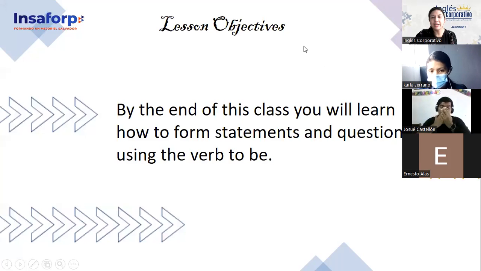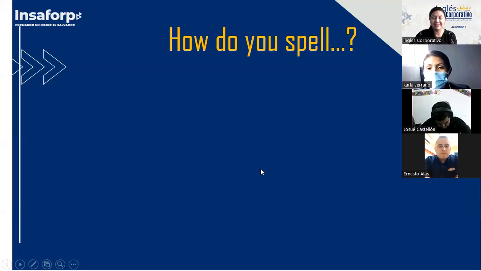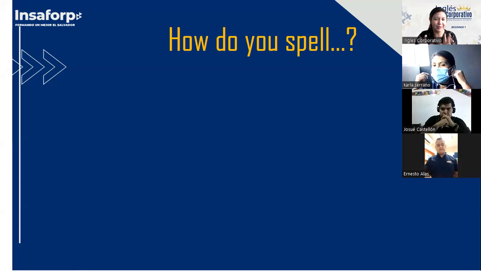Let's see, the lesson objective for this class is that at the end of the class, you will learn how to form statements and questions using the verb to be. So before we start the topic of the verb to be, we are going to practice what we learned the last class. What was the main topic or vocabulary of the previous class on Friday? What was it? Do you remember? Also, the homework was related. The alphabet, exactly.